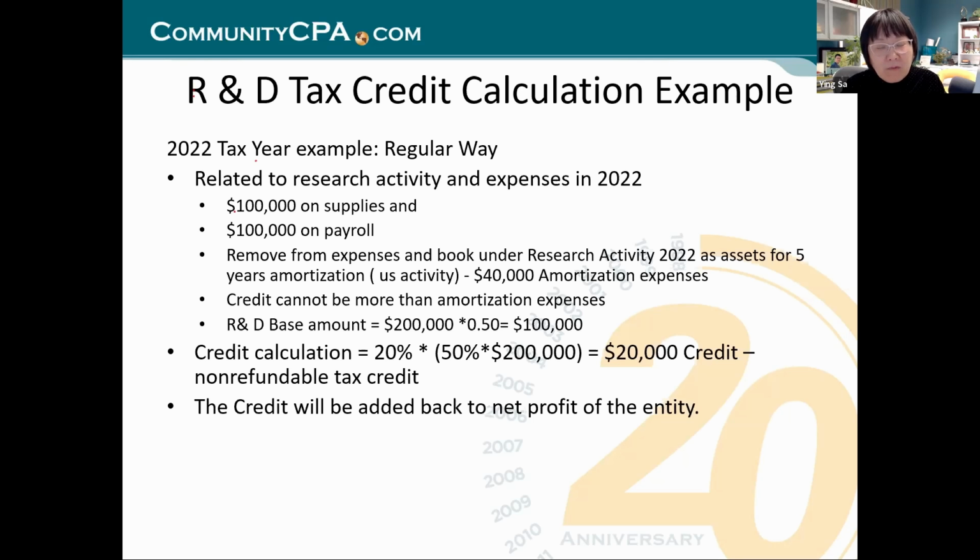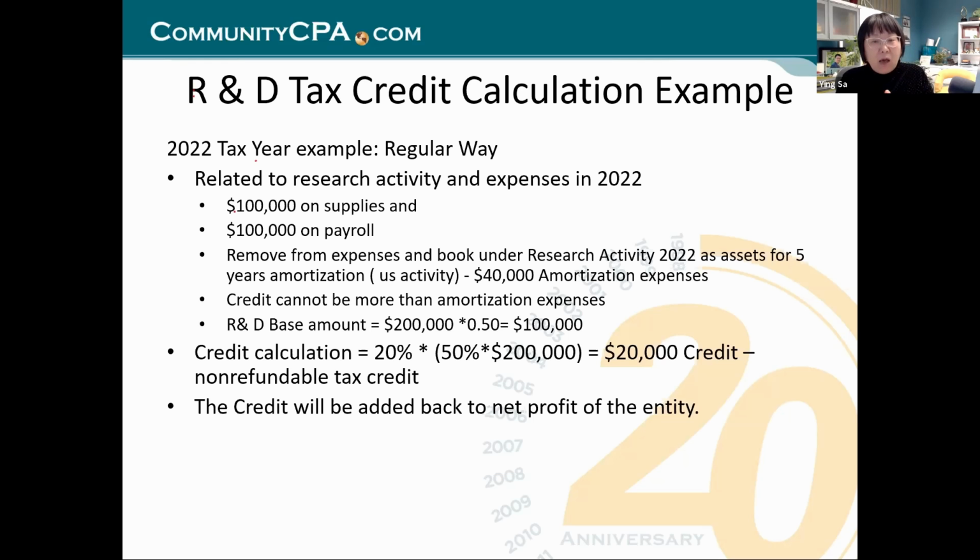But if you are doing foreign activities, say you have a factory in Mexico, you did R&D there in Mexico, then you need to do 15 years. So only US activity is 5 years. So 200,000 divided by 5, I have 40,000 amortization expense. That 40,000 would go to the profit and loss statement, as my expenses related to R&D.